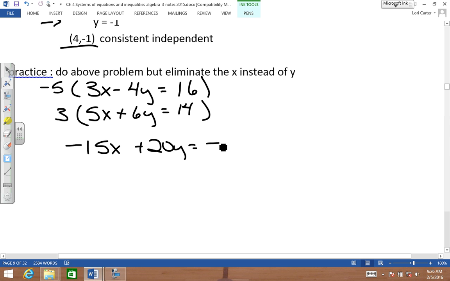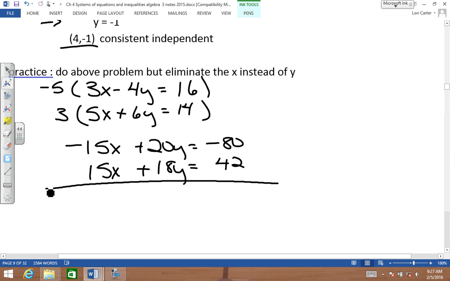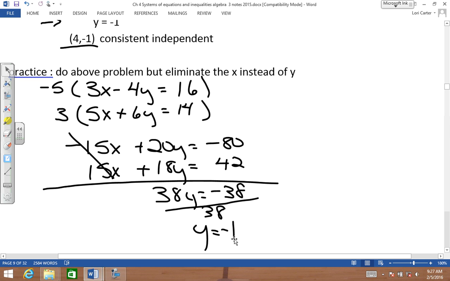All right, so when you do this, negative 80, am I right? Okay, next one, 15x plus 18y equals 42. Cancel. So your y equals negative 1. Should be the exact same answer you got last time. Plug the negative 1 in. Which one did you choose? Top one again? Or bottom? Top.